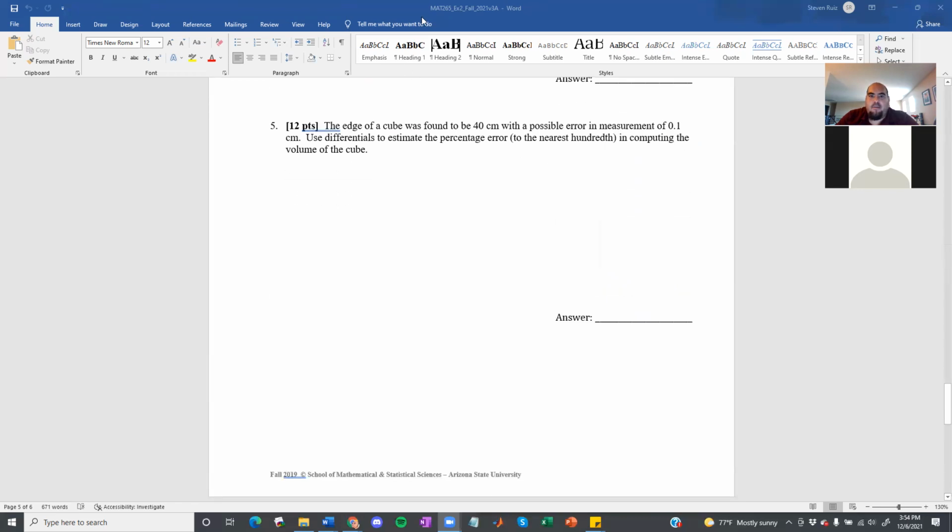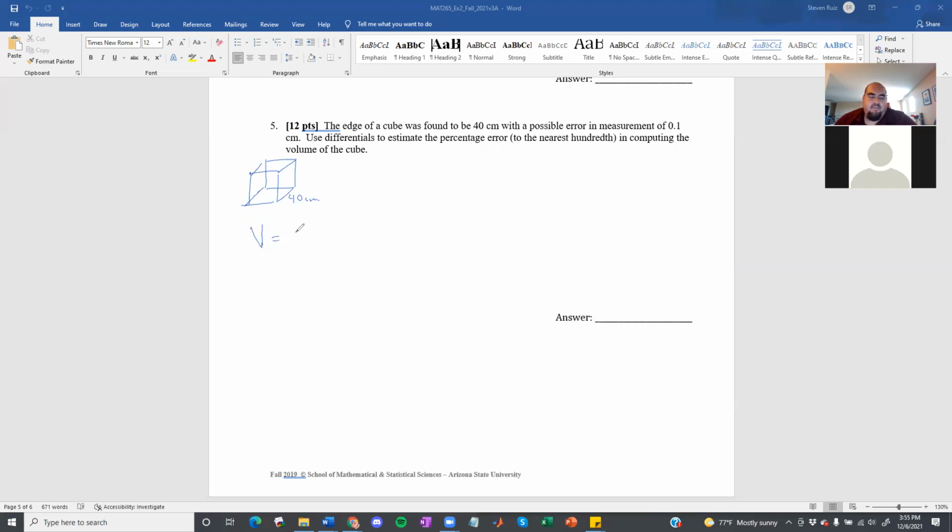And I think this is the one I actually got correct, full credit on. Okay. I studied hard on this one. So I set up my cube first. Okay. And then the edge of a cube was found to be 40 centimeters with possible error measurement of 0.01. Use differential assess 70% error in computing the cube. So then one side is 40, and then we take the volume of the cube. Okay. And then we take the derivative of that.